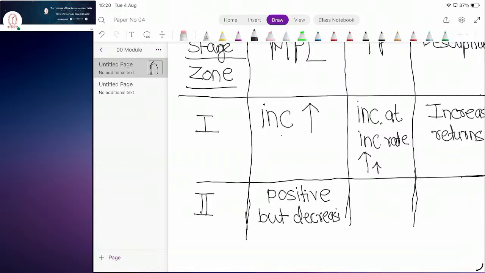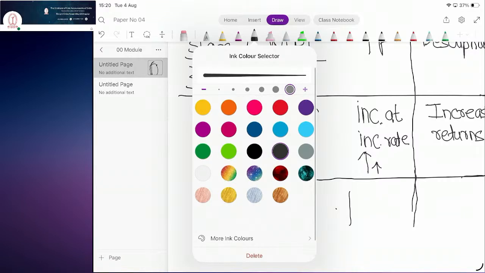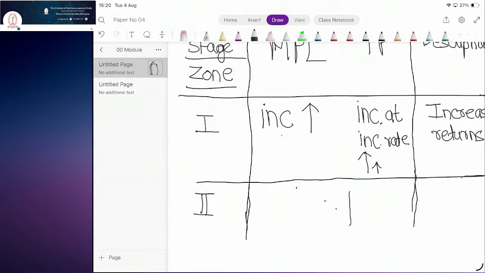Okay, let me use short forms. This is to encourage you also to get into the habit of writing compactly whatever we are doing. Okay, so marginal product is positive but decreasing. Fine. It is positive, marginal product is positive but it is decreasing.